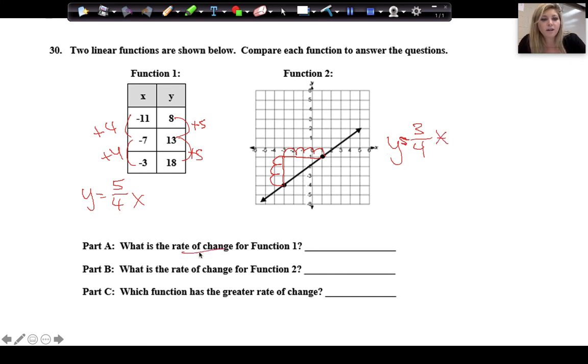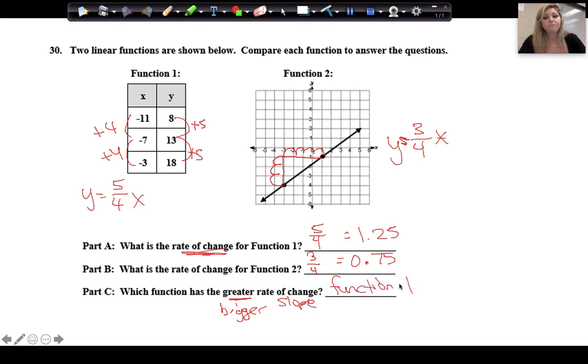All right, so what is the rate of change? Remember, that is our slope. So our slope for function 1 is 5 over 4. You could also divide that in your calculator and get 1.25. It means the same thing. And then we have 3/4 for function 2, which is 0.75. The question says which one is greater? That means bigger. Which one has the bigger slope? The answer is function 1.